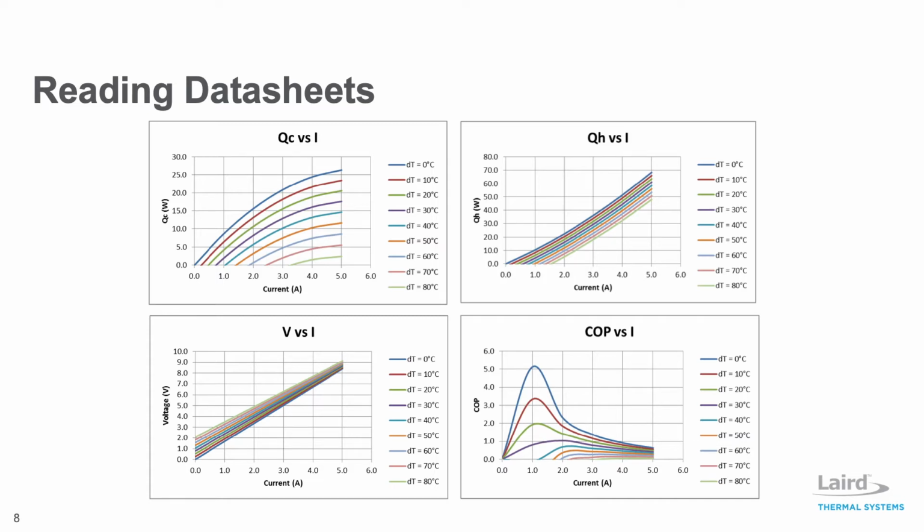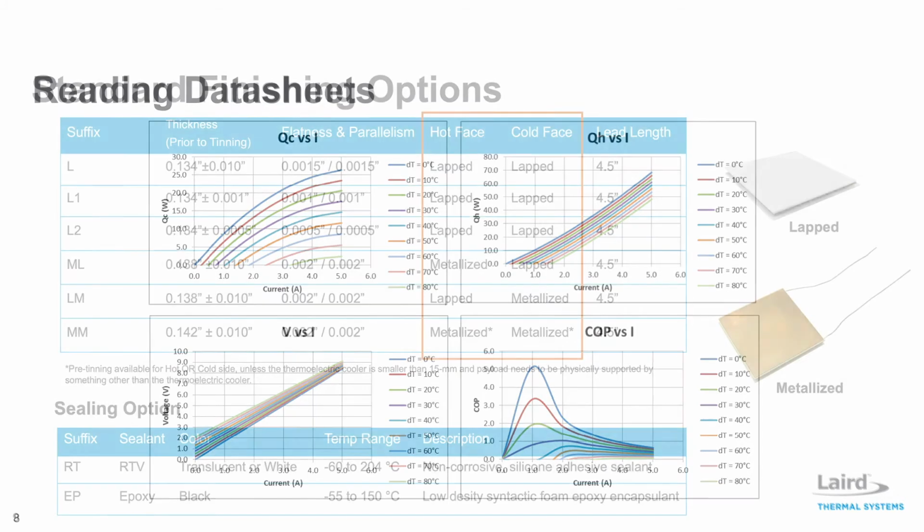The required voltage on the left will be where these lines intersect. The bottom right chart shows efficiency, or coefficient of performance on the y-axis, of the thermoelectric cooler based on current and delta T. Performance is based on a constant hot side temperature, TH, equaling 85 degrees C.